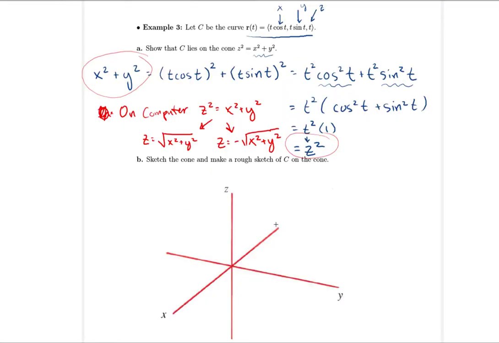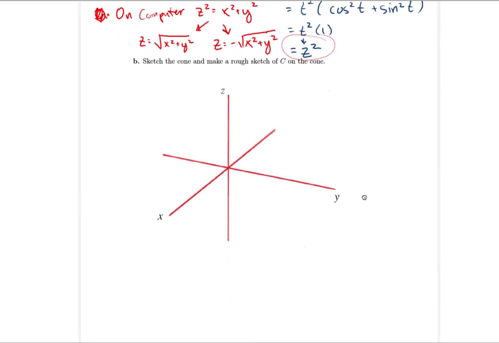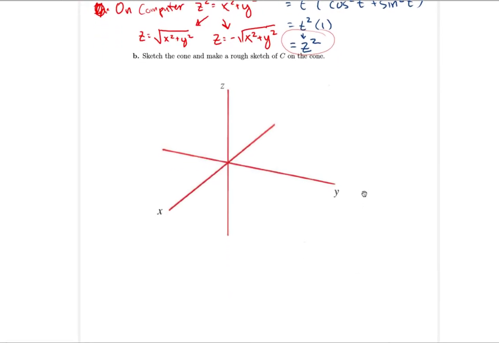All right, now we kind of cheated. We used technology to come up with the graph already. So I still want to do this exercise here, though, where we are trying to sketch this curve and show that it, in fact, does lie on this cone. And so let's go ahead and do this.